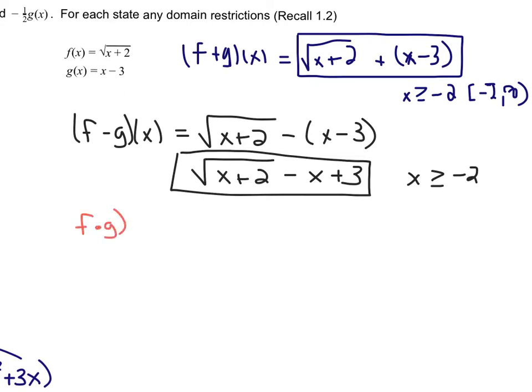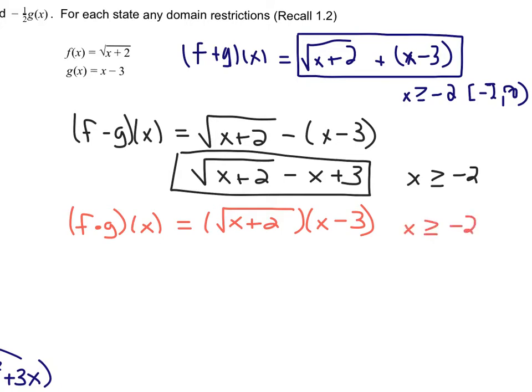Now for the product, f times g of x, we're going to have a similar problem. We're going to have square root of x plus 2 times x minus 3. And unfortunately, unlike the last one when we were able to FOIL, one of these is under a root and one is not, so you cannot FOIL those together. Now, if they were both under roots or they both were not under roots, you can certainly multiply them. But with one of each, you cannot. And again, same domain restriction, x greater than or equal to -2, because it does contain that square root.